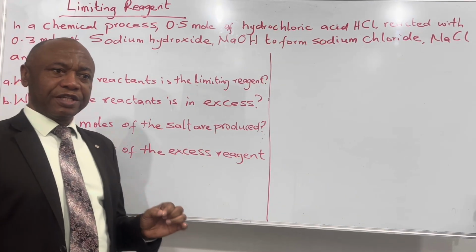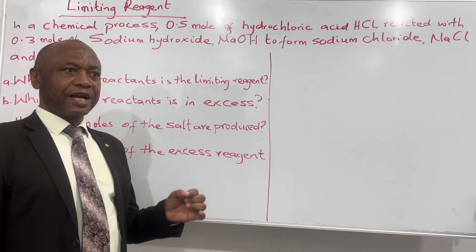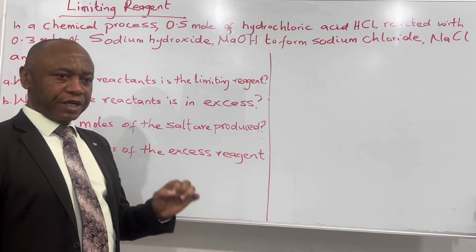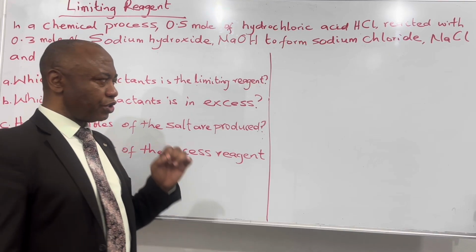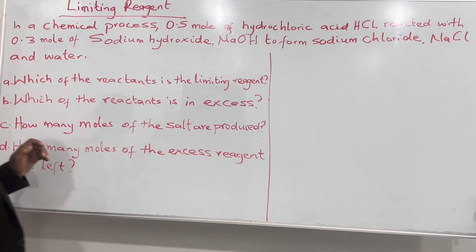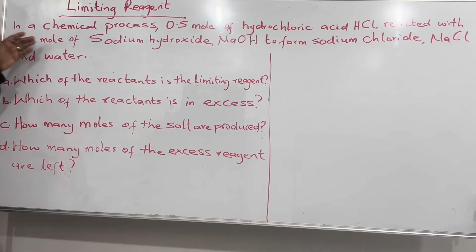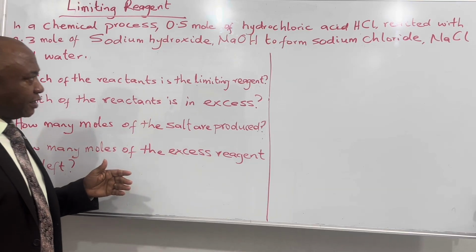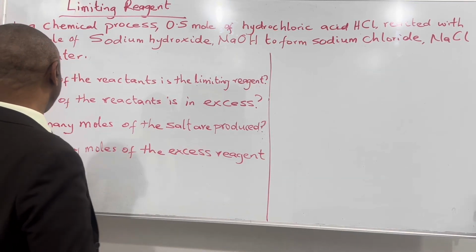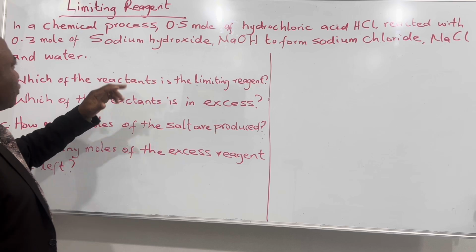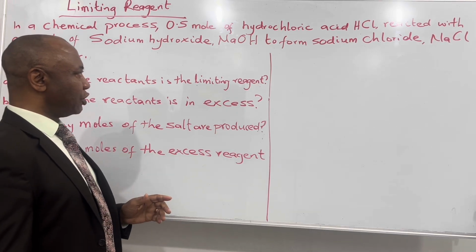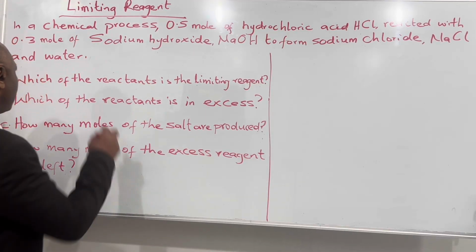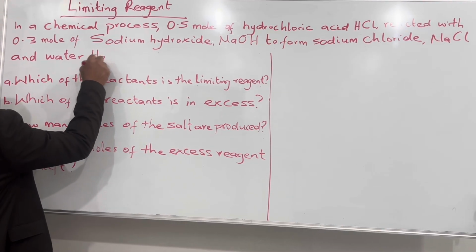Determination of the limiting reagent involves the application of mole, and as such, you begin with a chemical equation. Now, in a chemical process, 0.5 mole of hydrochloric acid, HCl, reacted with 0.3 mole of sodium hydroxide, NaOH, to form sodium chloride, NaCl, and water, H2O.